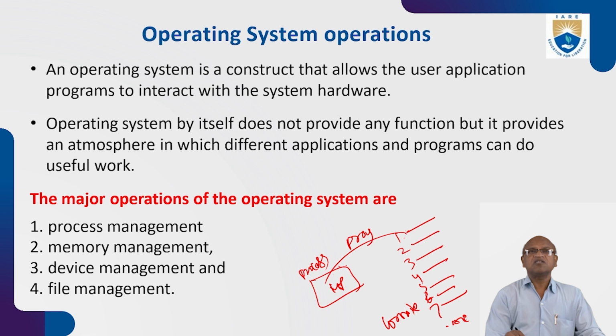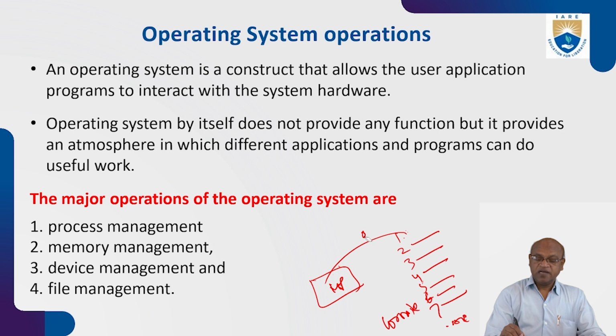Process management means this program is a process, and it is being managed. Who is managing? The OS is managing. So process management is a primary job of the operating system. It will execute the program in a systematic way. This is called process management.